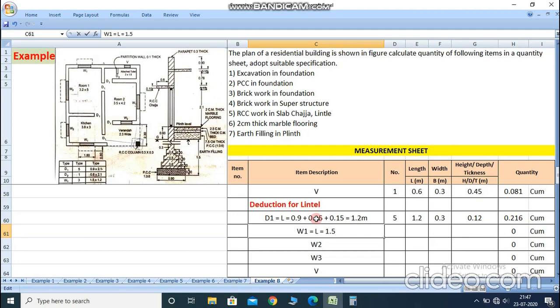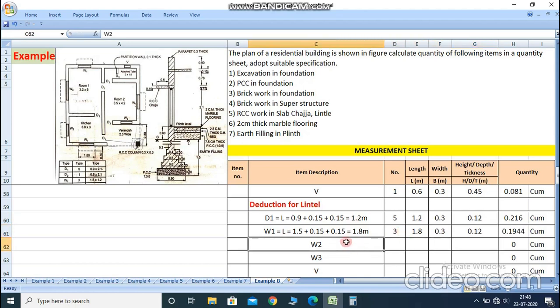Similarly for window 1, the length is 1.5 plus 0.15 plus 0.15. Here 0.15 is the lintel rest on both sides, 15 centimeter. Clear? So it is equal to 1.5 plus 0.3, so it's 1.8 meter, the length of W1. Here the total number of W1 windows is 3, length is 1.8, width is 0.3, and thickness is 0.12.